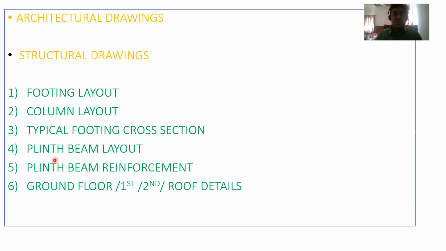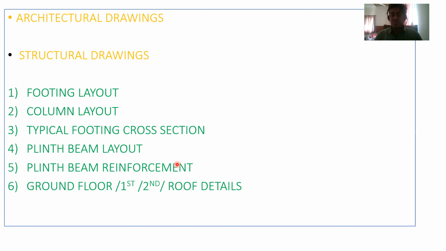After that, the drawing that we are going to get is the plinth beam layout. We are going to get a plinth beam layout and the plinth beam reinforcement details. That is, what is the diameter of the bar that you have to use in the plinth beam, whether you have to make use of 16 diameter bar, how many bars at the top of the beam, how many bars at the bottom of the beam, what is the size of the stirrup that you have to use, and what is the center to center spacing between the stirrups. All these things we are going to get in the plinth beam reinforcement.